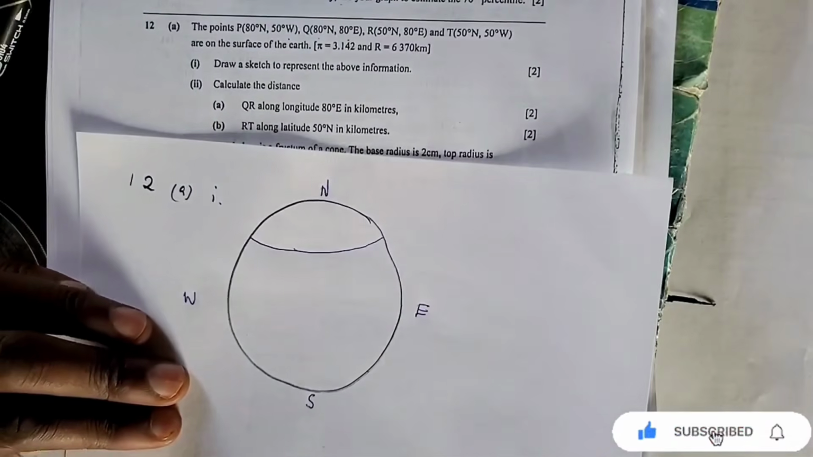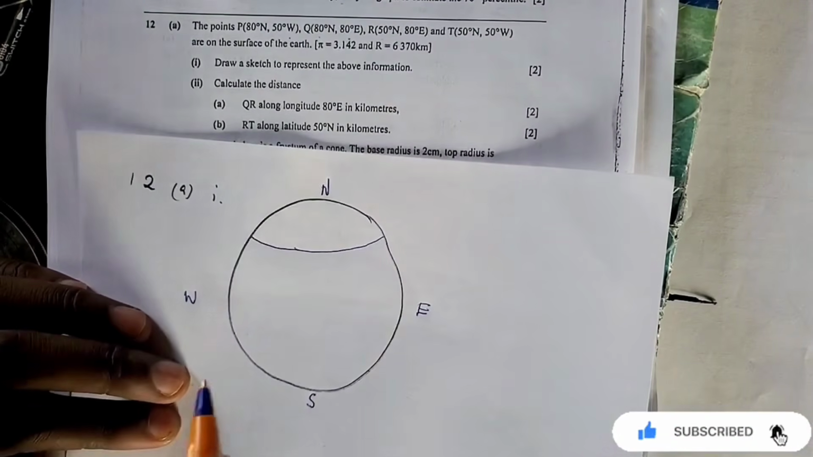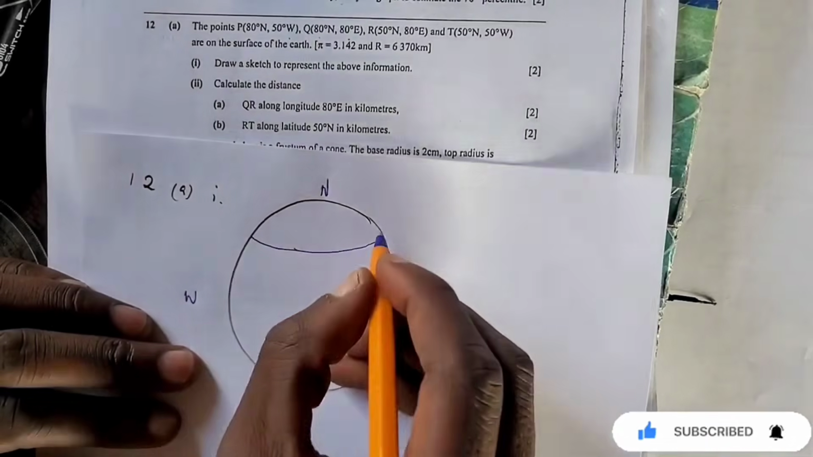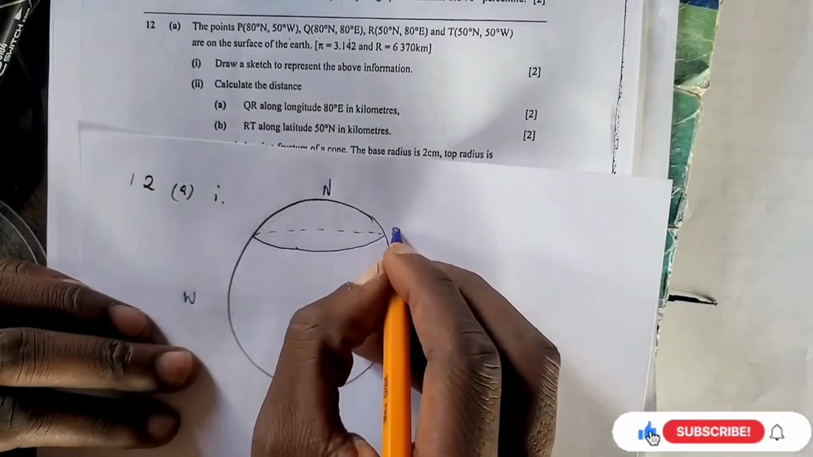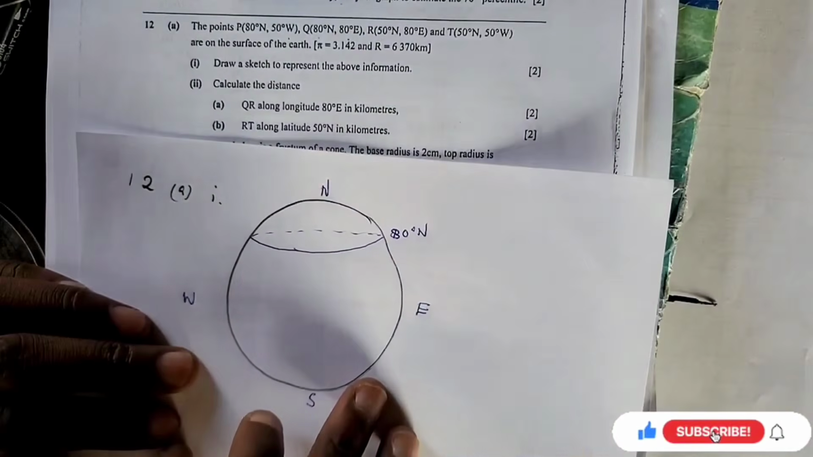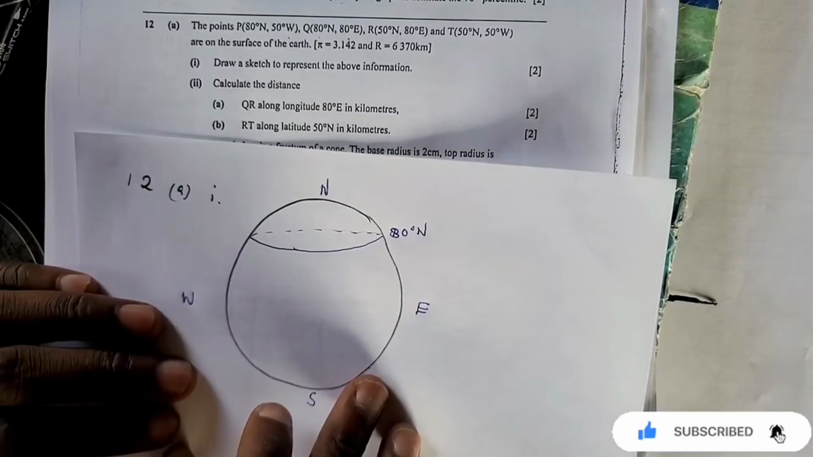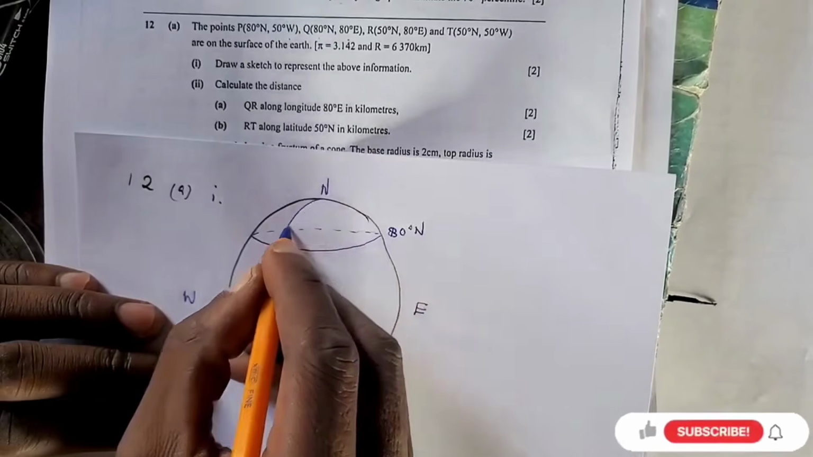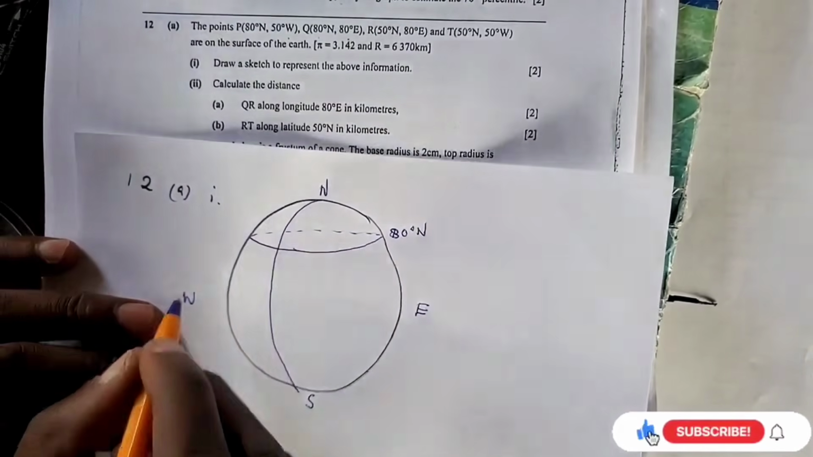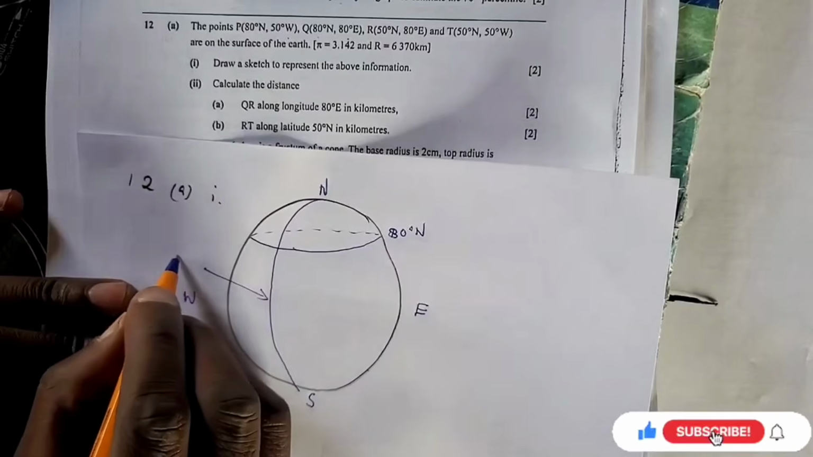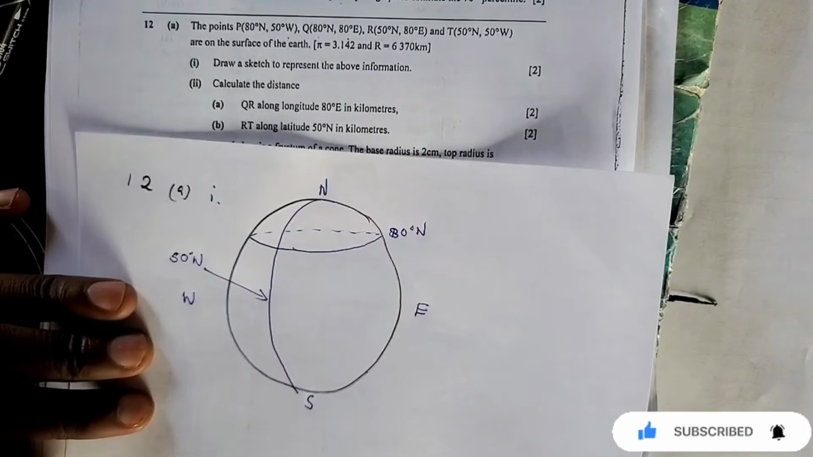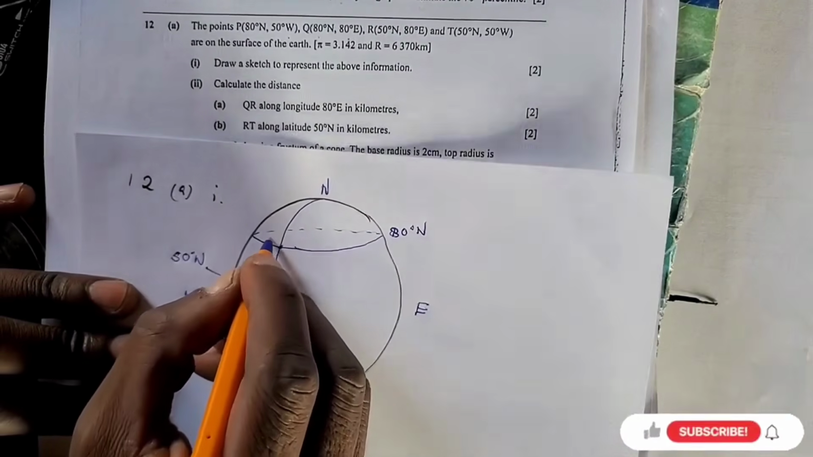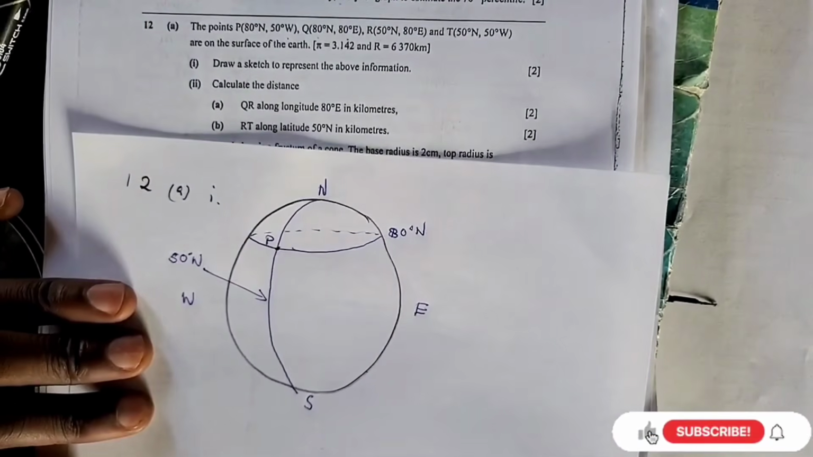I would have used a pencil, but anyway, let me just use a pen that is visible. So this is the other side. This is 80 degrees north. Then they're saying 50 degrees west, this side. So you can label this one as 50 degrees west. So where is point P? It's here. So this is where P is. You are done with that point.